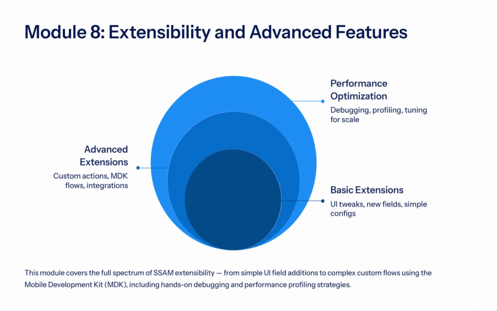The focus of this module is on providing learners with the knowledge and skills needed to extend the functionality of the SAP SSAM system. Learners will explore various methods for enhancing the user experience, such as adding custom fields and configurations, as well as creating more complex custom flows using the mobile development kit. They will also learn how to optimize performance, debug issues, and tune their system for scalability. By mastering these advanced features, learners can unlock the full potential of their SSAM system and improve overall efficiency.